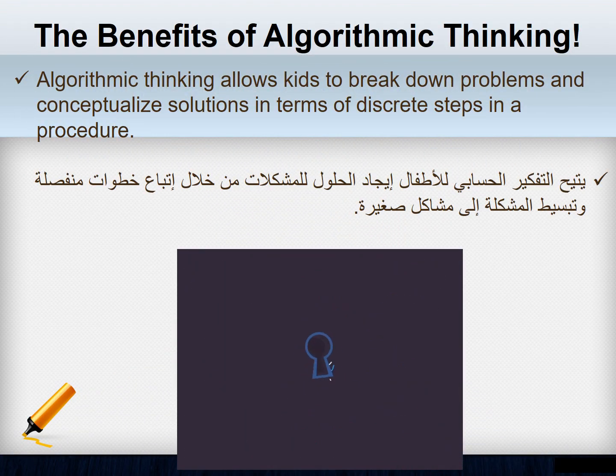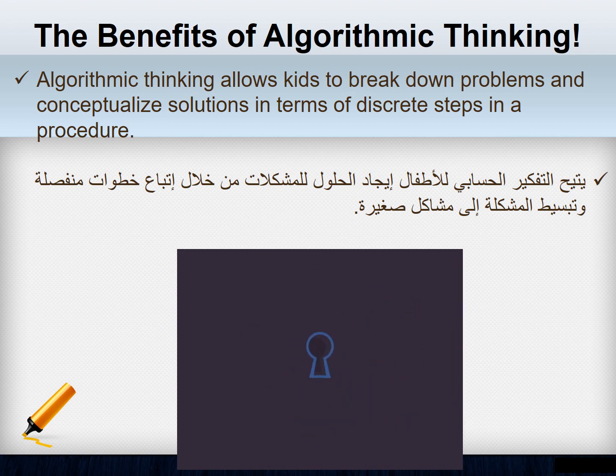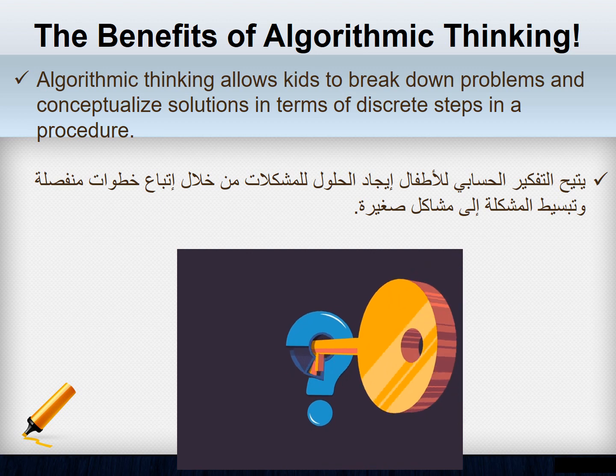Algorithmic thinking allows kids to break down problems and conceptualize solutions in terms of discrete steps in a procedure.